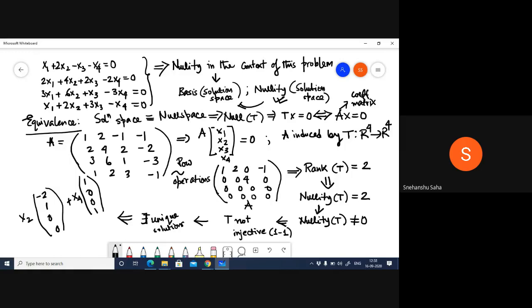Another solution is just a linear combination of this. I mean, a scalar multiple of this, like 2 times this plus 3 times this. How many such scalar multiples can you have? Plenty. So therefore, this fact is also verified. All right, so let's move on to another example.